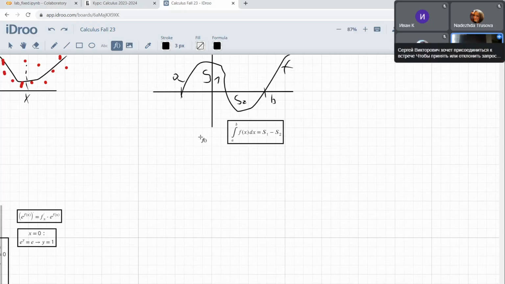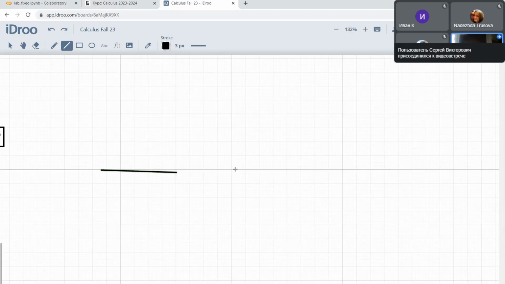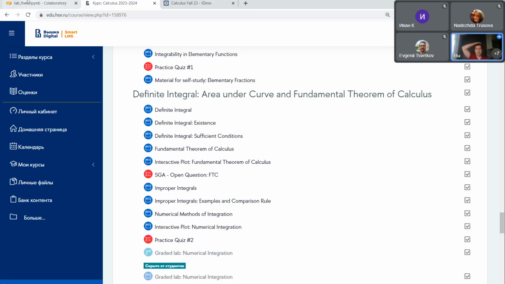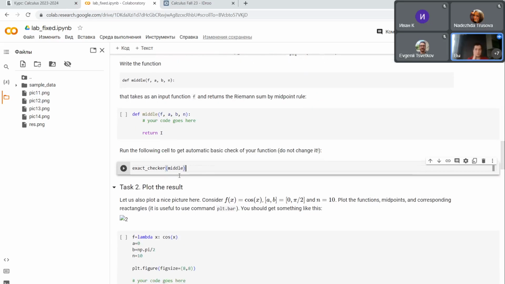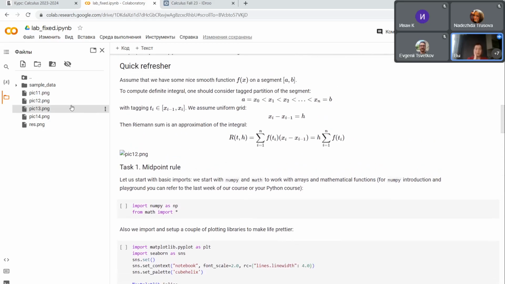So let's discuss three simple ideas of numerical methods for integration. First of all, we want to discuss the idea of the midpoint rule, or the rectangle rule, as one can say. We have the following idea.